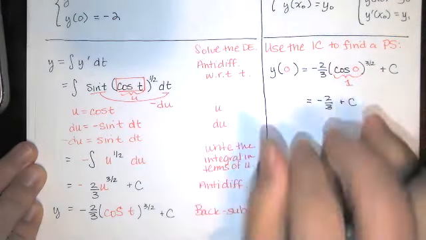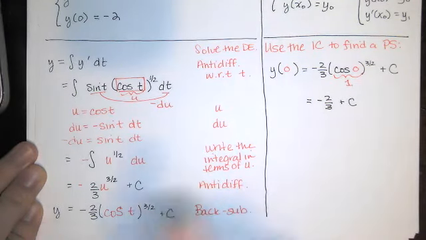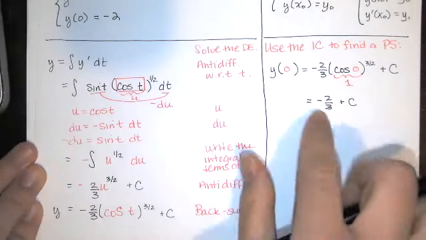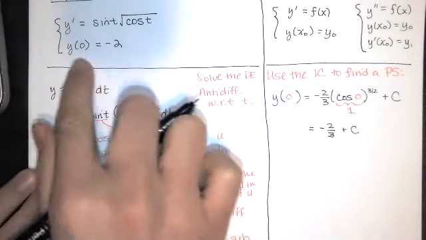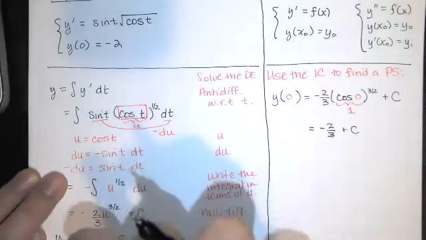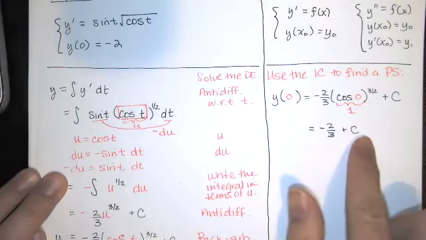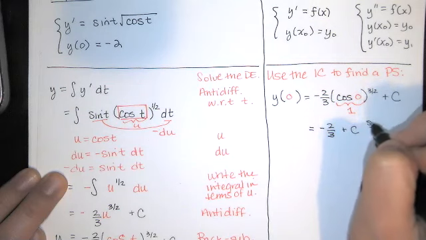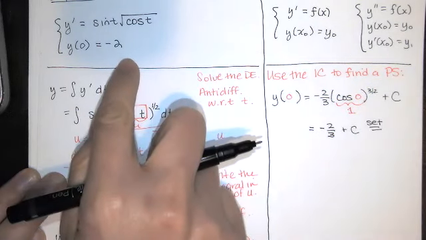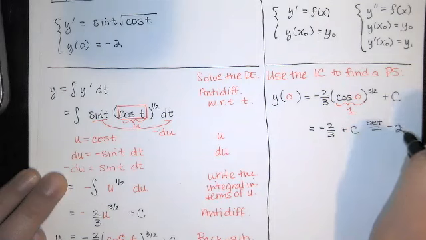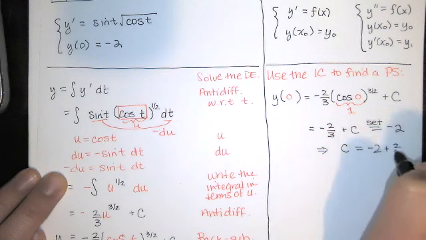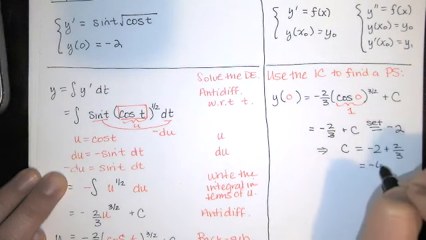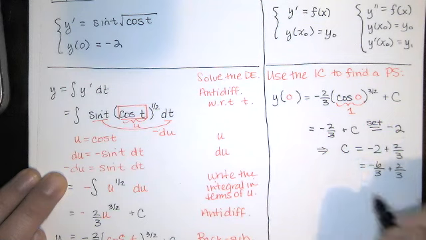In general, y of 0 is going to equal this. But we don't want this in general. We want a particular value of c that causes the solution curve to pass through this point. When t equals 0, y is supposed to be -2. So you substitute in t equals 0 here, and then you set this result equal to that y value. And then you solve for c. So c is -2 plus 2/3, or if you want, you can call that -6/3 plus 2/3, which is -4/3.